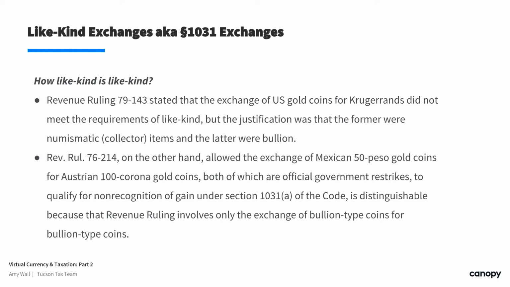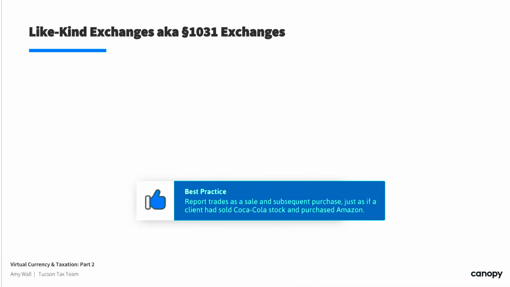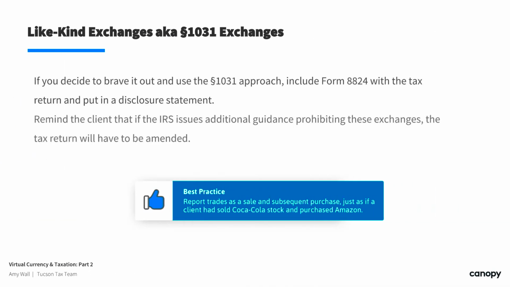If you do decide for whatever reason that you're going to let your client use Section 1031, you have to include Form 8824, and I would definitely put in a disclosure statement, and I would definitely be telling this client that if the IRS issues additional guidance specifically prohibiting these exchanges, that tax return will have to be amended. Okay, I think best practice is just report the trades as a sale and subsequent purchase, just as if the client has sold stock A and purchased stock B. I think that's the safest approach for us.